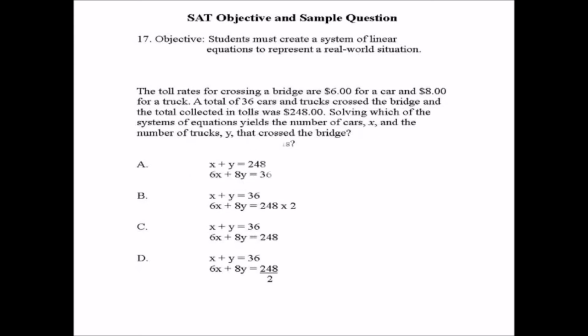And we move on to number 17. The toll rates for crossing a bridge are $6 for a car and $8 for a truck. A total of 36 cars and trucks crossed the bridge, and the total collected in tolls was $248. Solving which of the systems of equations yields the number of cars X and the number of trucks Y that cross the bridge? A, B, C, or D? So which of those would match up to the information that they give you in this question?